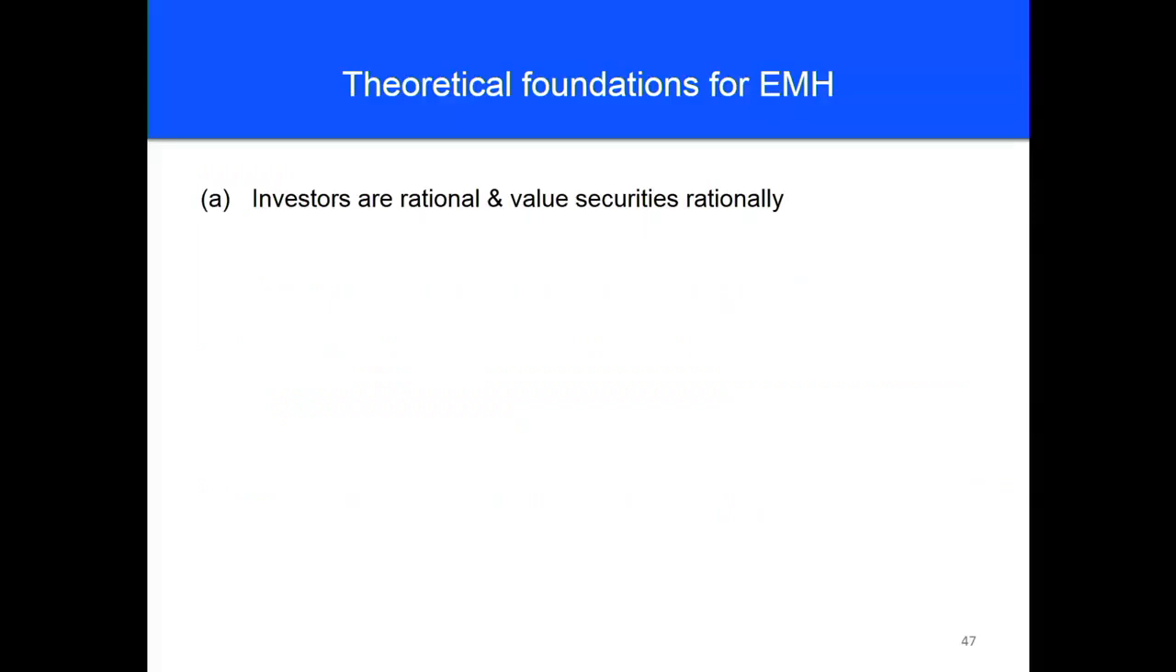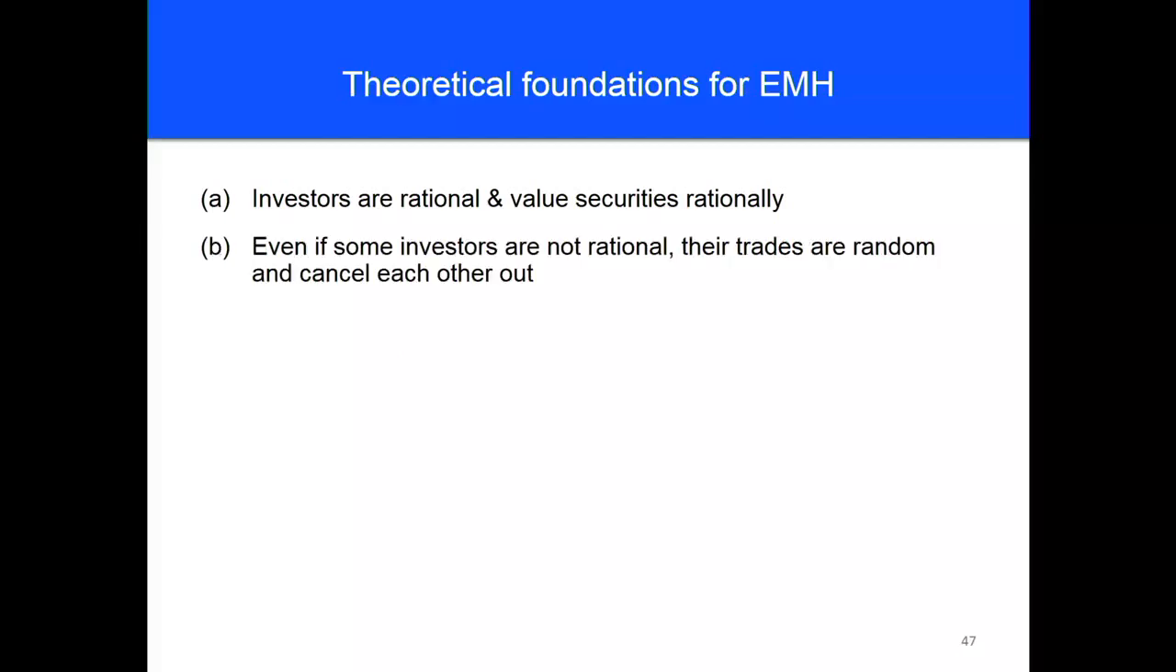So what are the theoretical foundations for the efficient market hypothesis? In ascending order of reasonableness, the first one is that investors are rational and value securities rationally. No one believes that. Everyone believes that investors are often irrational. But then the next argument is that even if some investors are not rational, their trades are random and they cancel each other out.